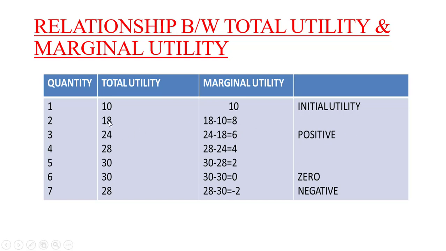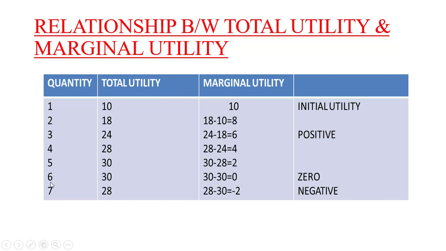As long as the total utility is increasing, the marginal utility will keep on decreasing, but it will have a positive effect. Why? Because the total utility is increasing. We are not getting a minus figure in any of the marginal utility till this fifth unit, right? Till this fifth quantity, the total utility is increasing, but the marginal utility will keep on decreasing, but it will have a positive utility. Okay.